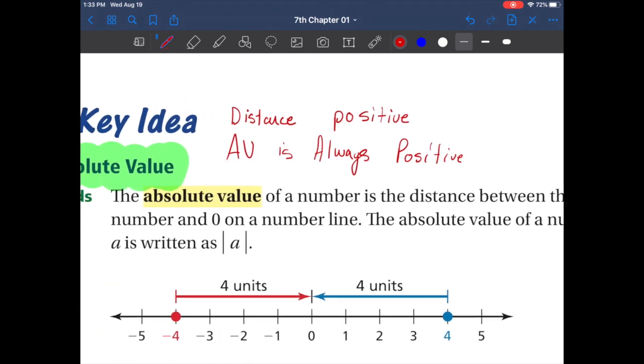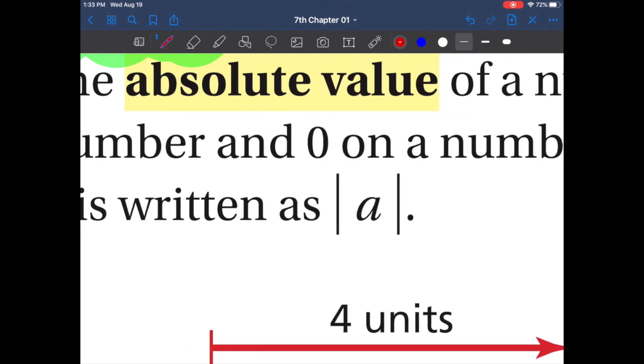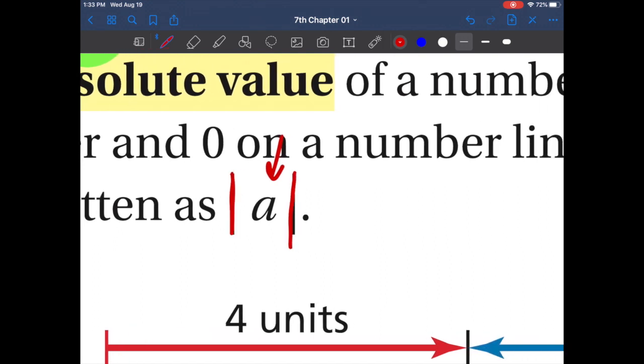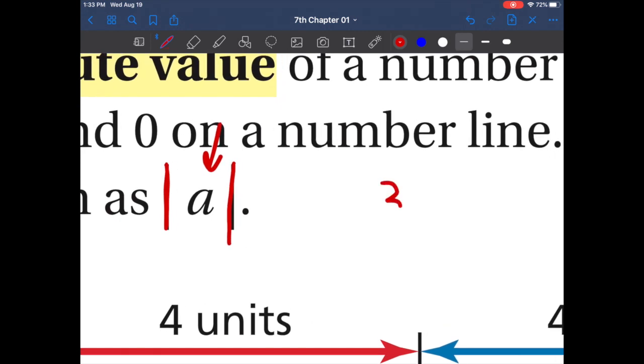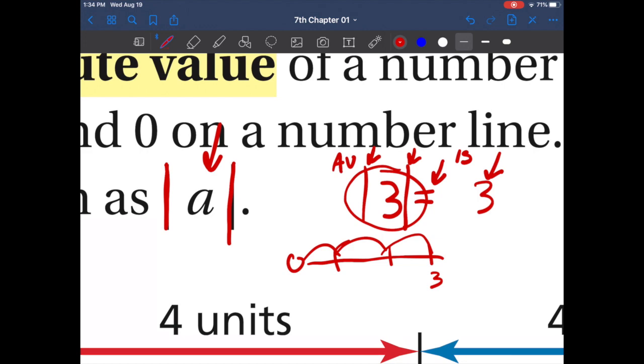So the absolute value of a number can be written like this, right? Where a is a variable, it can stand for anything, but it is written with these two lines right here. So for example, if I said, find the absolute value of 3. Well, what is the absolute value of 3? That would be 3, because how far is 3 away from 0? Well, it's 3 spots, right? 1, 2, 3. So the way you would read this is, the absolute value, that means those two lines. The absolute value of 3 is, remember, equal sign means is, 3.